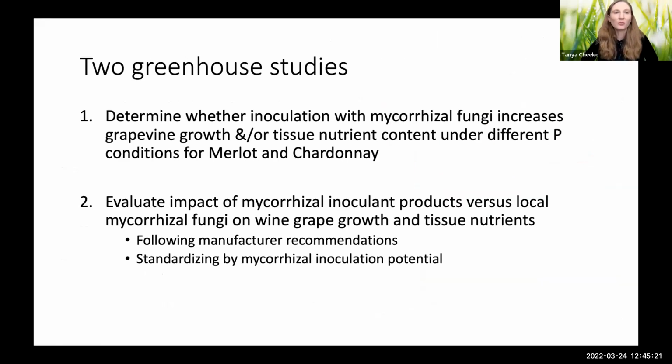So what we did, we are working on 2 greenhouse studies, one that was led by Casey Stefazari that is completed. This was to determine whether inoculation with mycorrhizal fungi increases grapevine growth or tissue nutrient content when grown under different phosphorus conditions. And we used 2 different wine grape cultivars, a red Merlot and a Chardonnay. And then in an ongoing experiment that we're going to be doing this spring, we're evaluating the impact of different mycorrhizal inoculant products versus local mycorrhizal fungi on wine grape growth and tissue nutrient content.